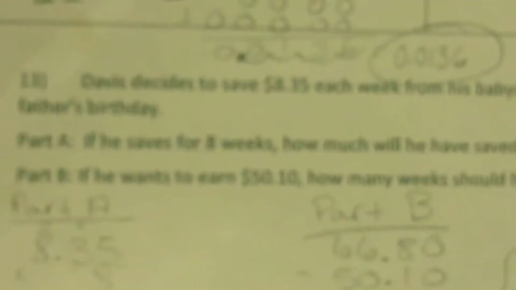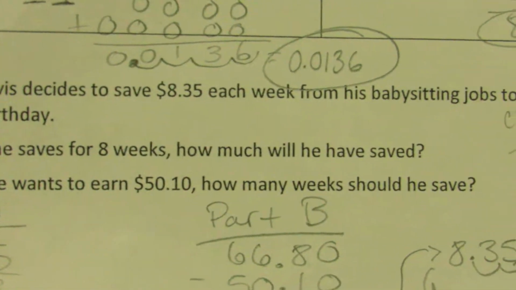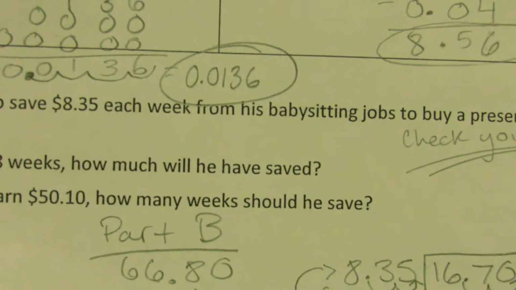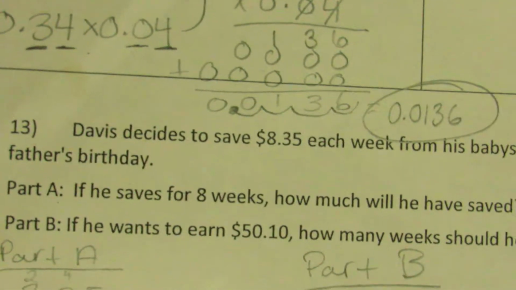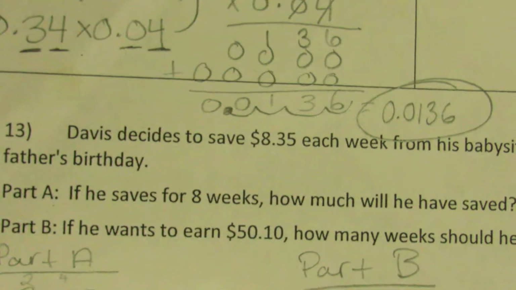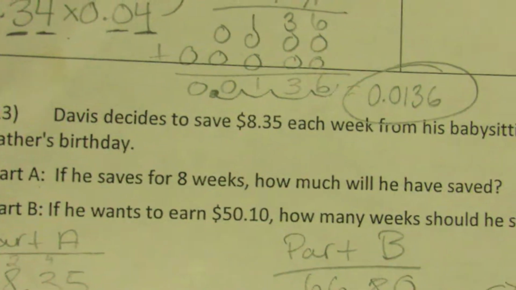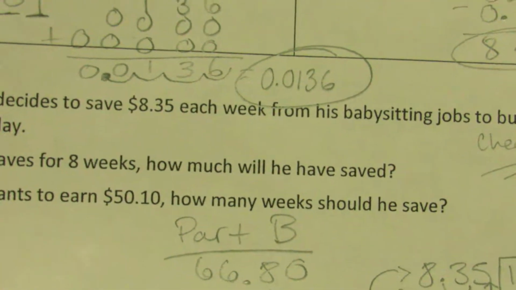That way you guys have a little more clarity. So 13 says, let's read that together. Says, Davis decides to save $8.35 each week from his babysitting jobs to buy a present for his father's birthday. So let's look at part A. It says if he saves for 8 weeks, how much will he have saved?